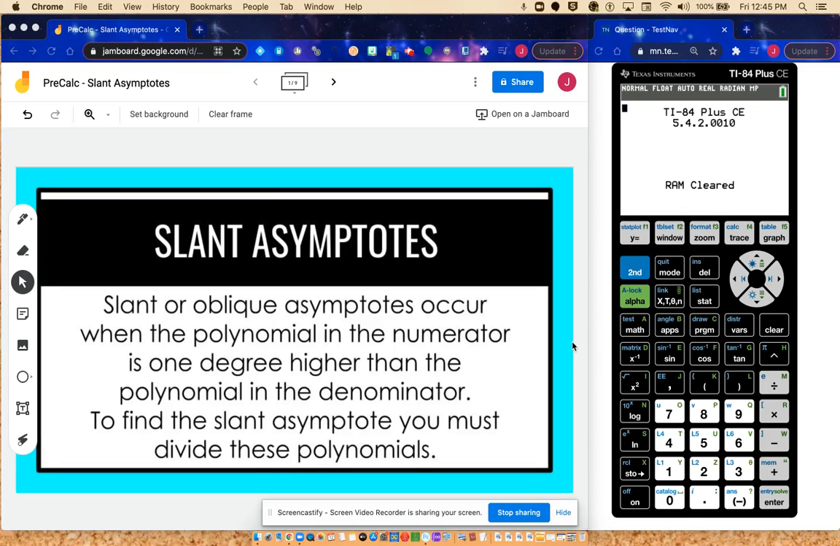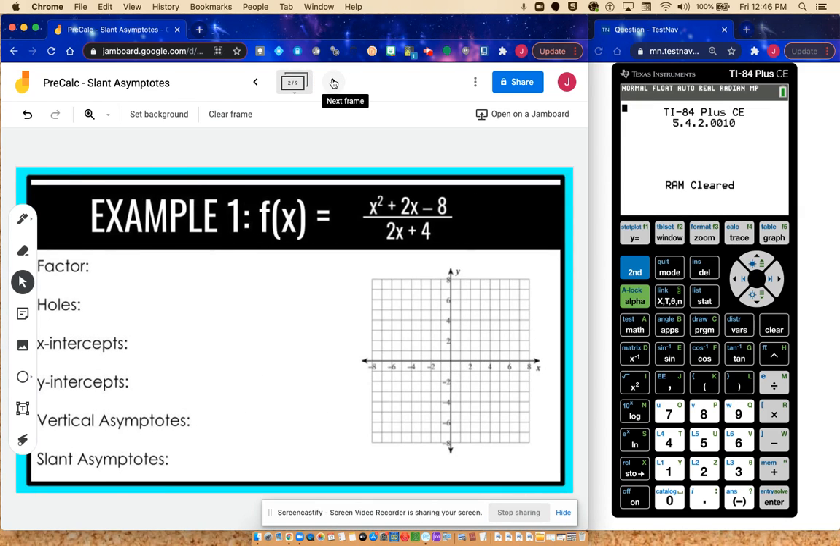Slant asymptotes, or oblique asymptotes, are going to occur in our rational functions when the polynomial in the numerator is exactly 1 degree higher than the polynomial in the denominator. In order to find these slant asymptotes, what we'll need to do is divide these polynomials. So let's take a look at example 1.